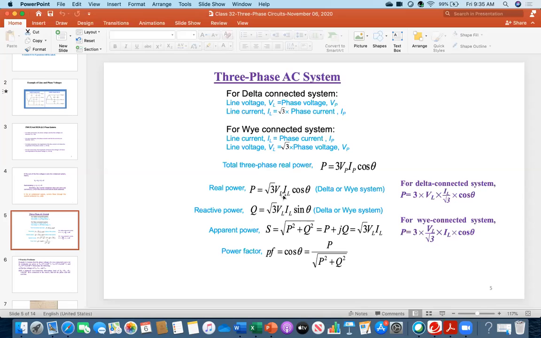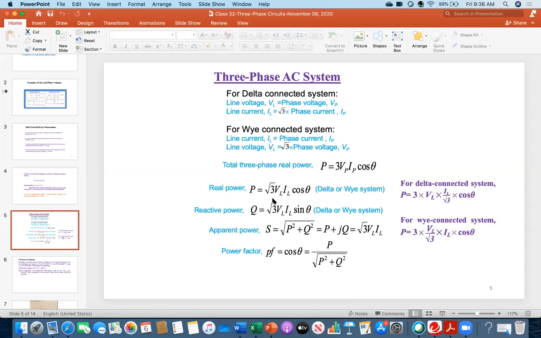Now, can you see the symbol here and the symbol here? Here it is VP IP. What was VP? VP was phase voltage. What was IP? IP was the phase current. But what symbol am I using here? VL IL. What is VL? Line to line voltage. What is IL? Sorry, line current. And then that times, can you see? It is root 3. Instead of 3, it is root 3.